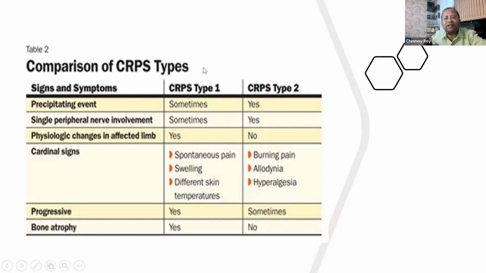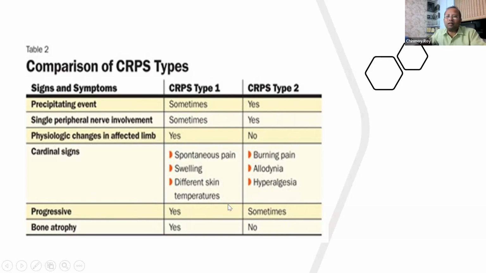So without any event, CRPS 1; with some event, CRPS 2. This is just for prognostication, otherwise the treatment is the same. So what is the prognostication? Here is a progressive case, CRPS 1, which started just by itself without any reason, so it is progressive. And CRPS 2, which had a reason, at least some fracture, so it is not that progressive.